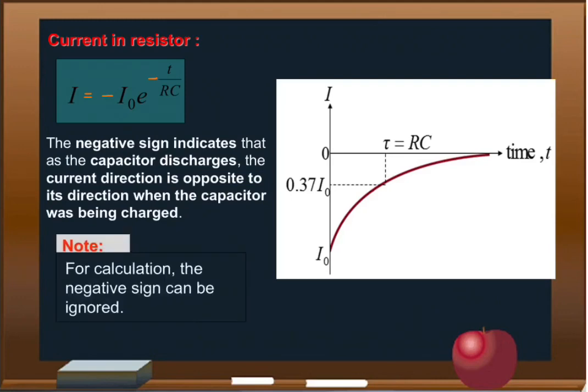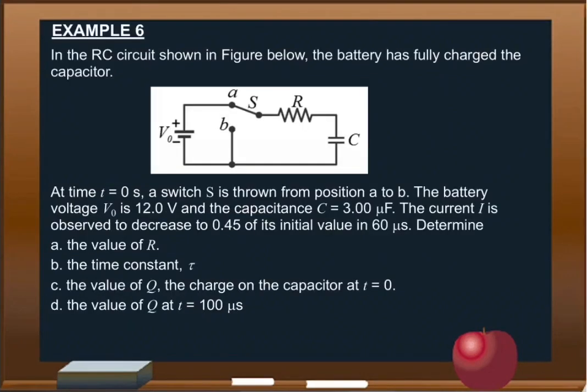And for calculation, you can ignore the negative sign. Okay, for example 6, we have an RC circuit as shown in the figure. Initially the switch S is at position A. When switch S is at position A, the capacitor experiences a charging process, which happens until the capacitor is fully charged and it reaches the maximum charge Q naught.